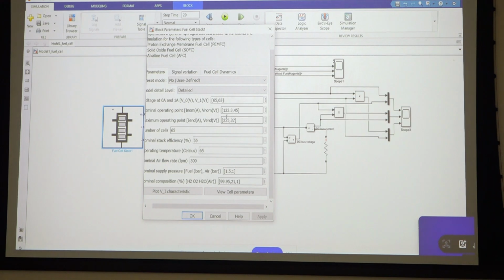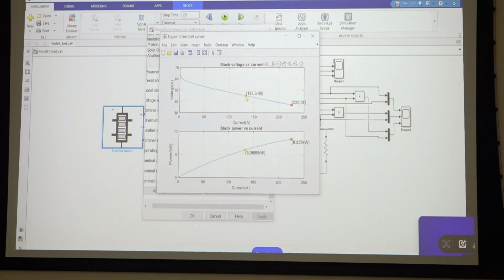So we can see here the nominal current is 133 and nominal voltage is 3.45. If you click the VI characteristics curve, we can see the same value here. So you see 133 is the ampere and 3.45 is the voltage for this.